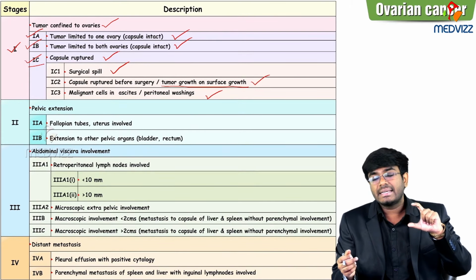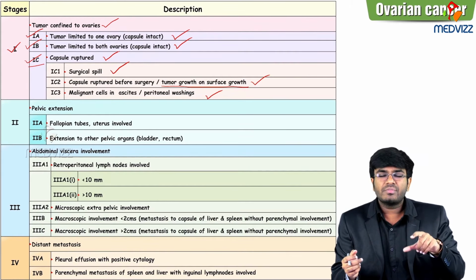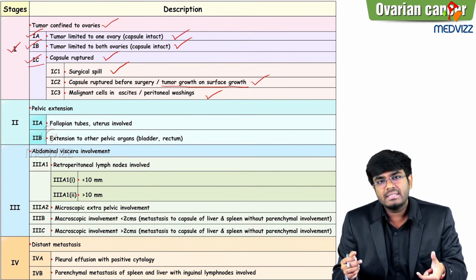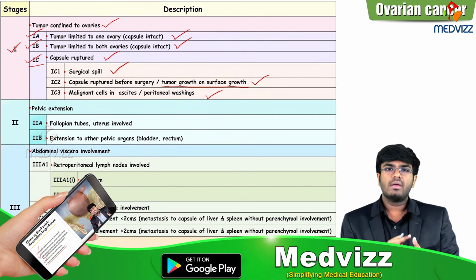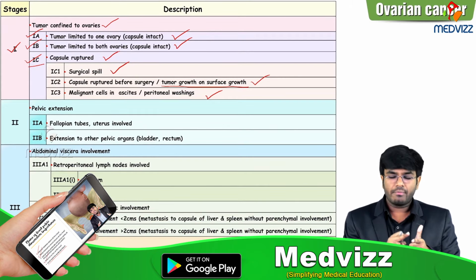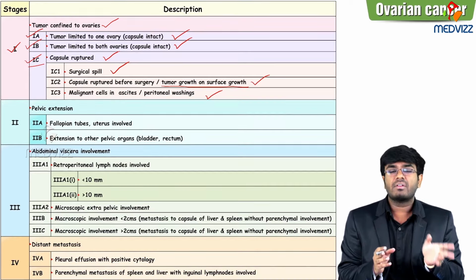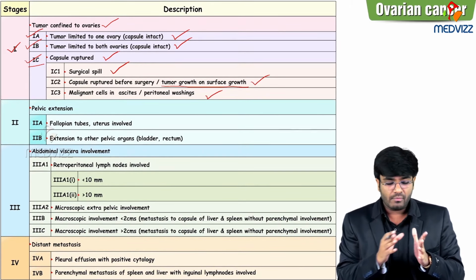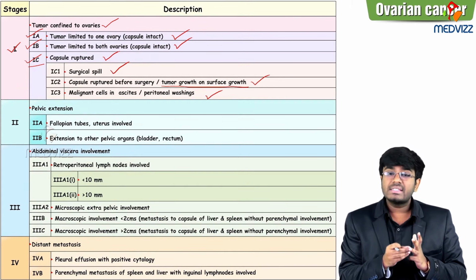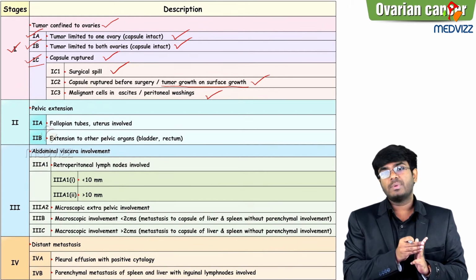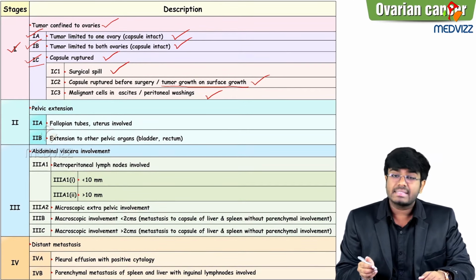See, we have collected that ascitic fluid, right? Now, if the cytology of this ascitic fluid is coming positive for the malignant cells, it is 1C3. So, this is all about stage 1. Stage 1, 1A, 1 ovary, 1B, 2 ovaries, 1C, capsule rupture, doesn't matter whether 1 ovary is affected or 2 ovaries are affected. 1C, capsule ruptured. If it's 1C1, surgical spill. 1C2, pre-operative rupture. 1C3, it's a malignant ascites.